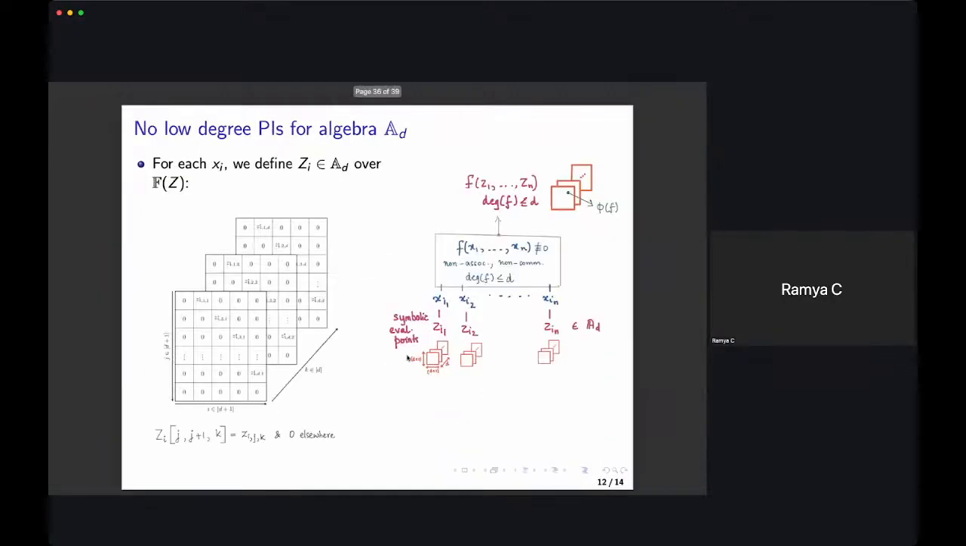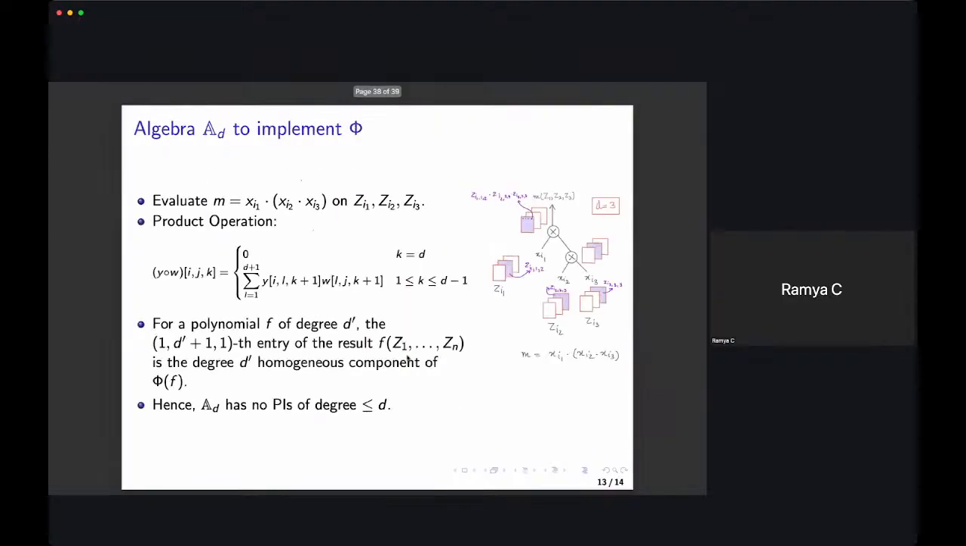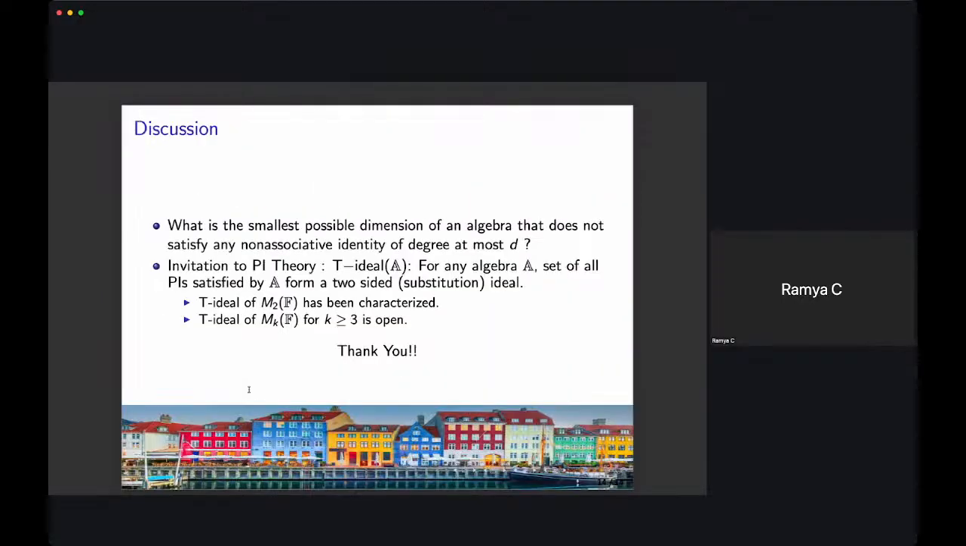It takes a little more time to describe why it is non-zero, but I will leave you to believe that if you evaluate the polynomial on these points, you can isolate in the first row, (d plus 1)th entry of the first matrix a homogeneous component of this symbolic map, and hence this algebra cannot have PIs. There aren't many questions that stem directly from this. One question is, we did show that there's an algebra of dimension roughly d times (d plus 1) square. Can you reduce this dimension? For example, if you look at matrix algebras, there is an exact characterization by Amitsur and Levitzki.